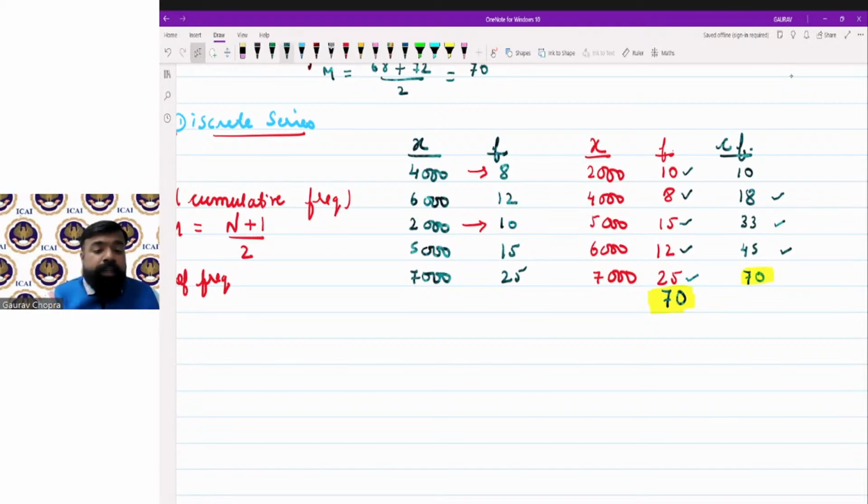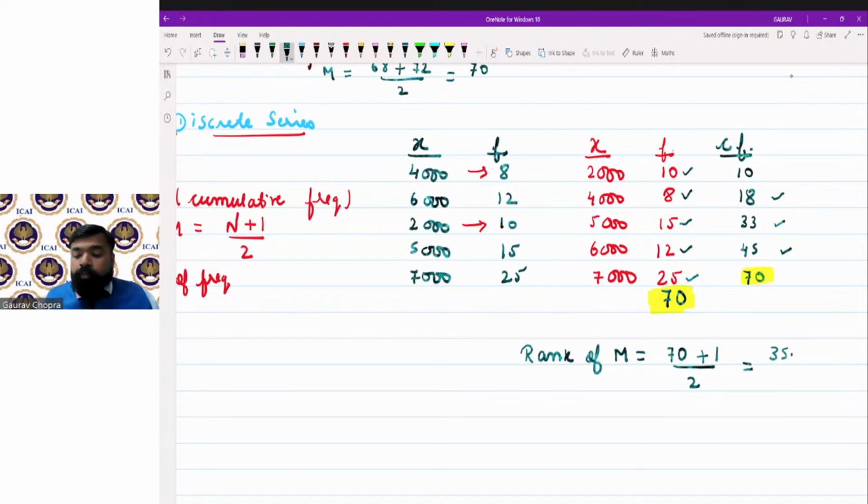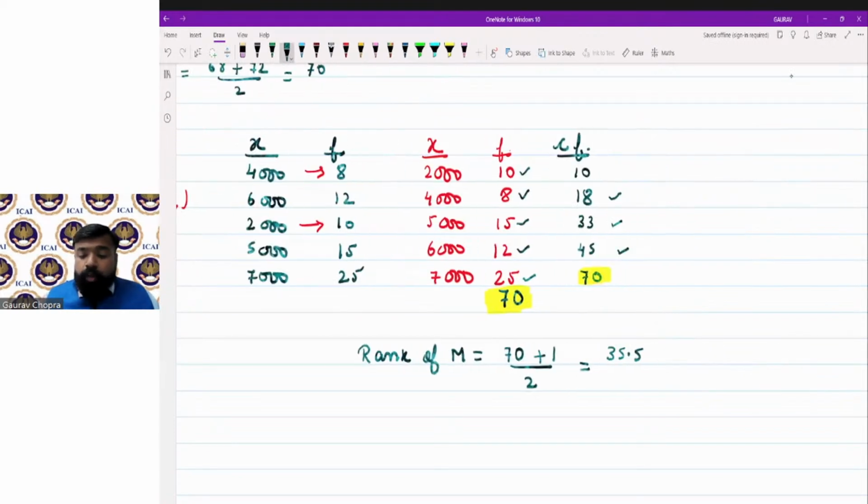The third step is to calculate the rank of median, which is n plus 1 by 2. This time n is 70, total of the frequency, plus 1 upon 2. So how much is coming? 35.5. Now this 35.5 is the rank. It is not the median, but it is the rank of median. Now you have to find where this 35.5 is getting covered in CF.